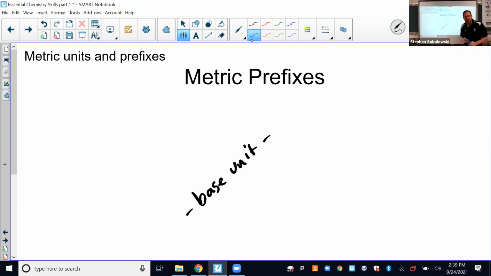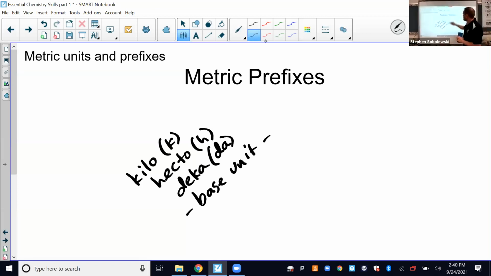So what is your base unit? Your base unit is like your meter, your liter, or your gram. It's the unit without any prefixes. Let's start with the larger ones. Above the base unit, we have deca, D-E-K-A, abbreviated DA. I have seen that spelled D-E-C-A before as well. Above deca, we have kilo, which is lowercase k.